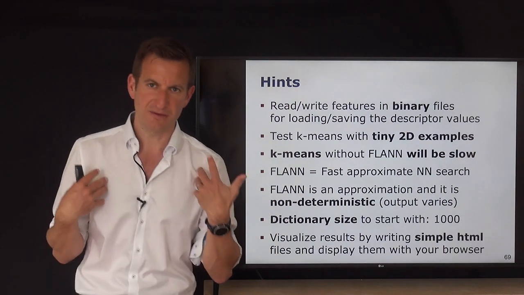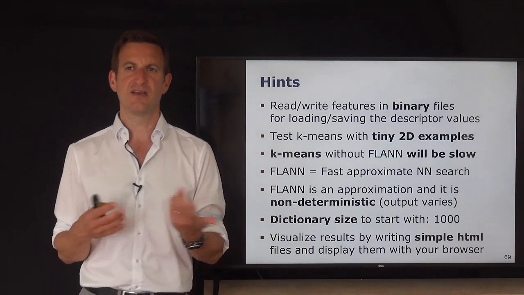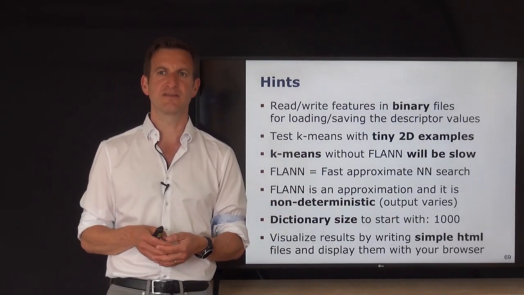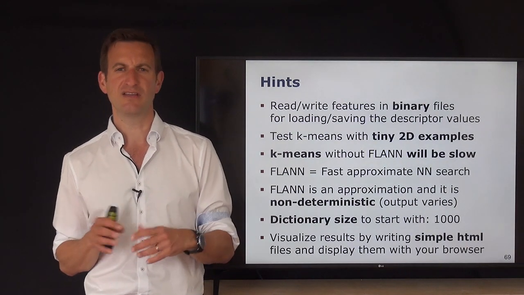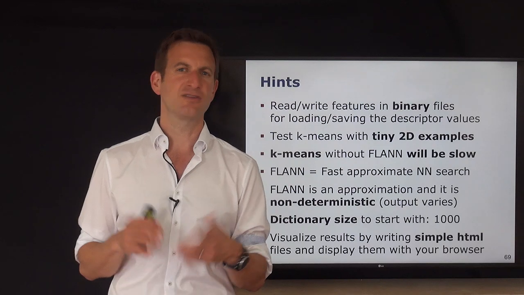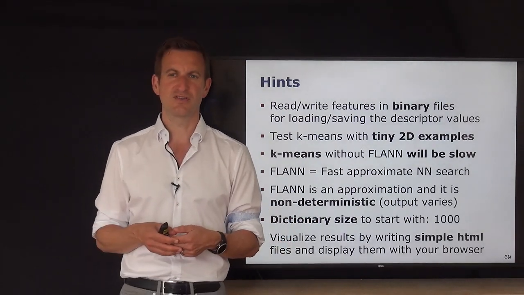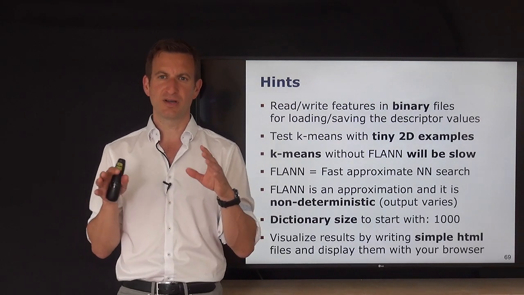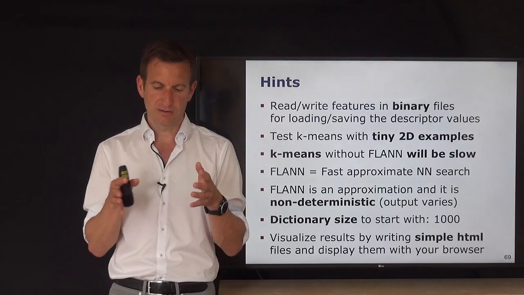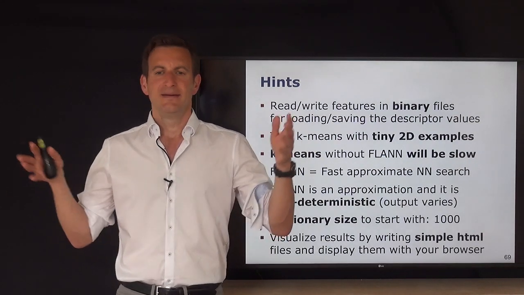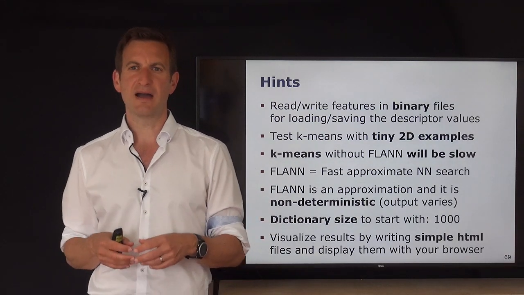Even though I'm in general a friend of human readable text files, in this case you're better off using binary files. If you implement your k-means yourself, first test it on tiny 2D examples you can easily debug. It's very hard to debug something in 128-dimensional space when you directly use these features. And if your k-means runs on a lower dimensional space with, let's say, 5 different data points, it's very easy to debug and very fast.